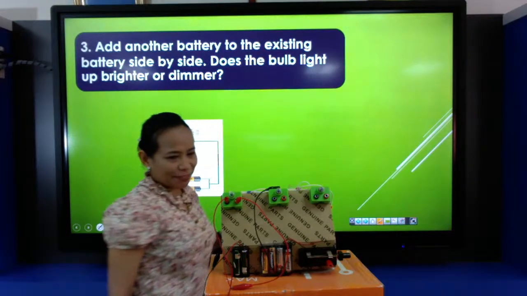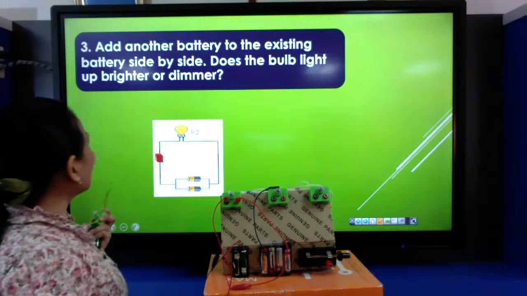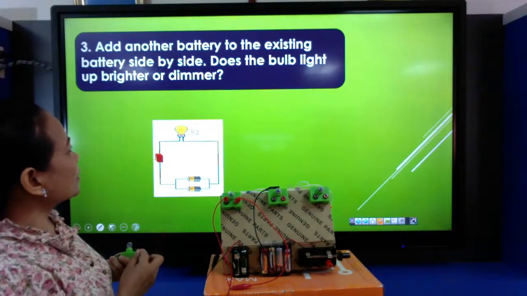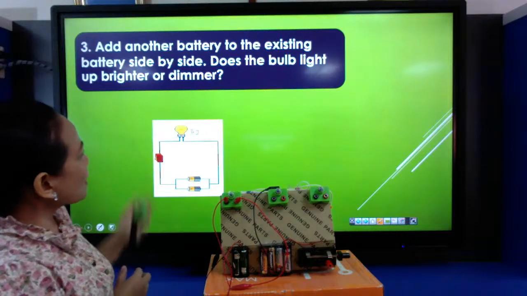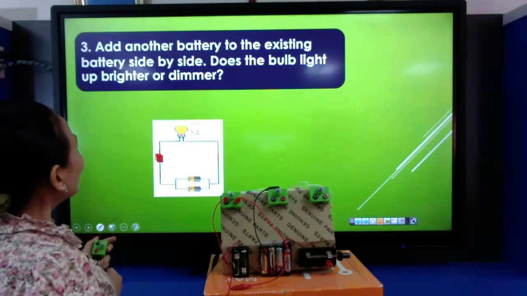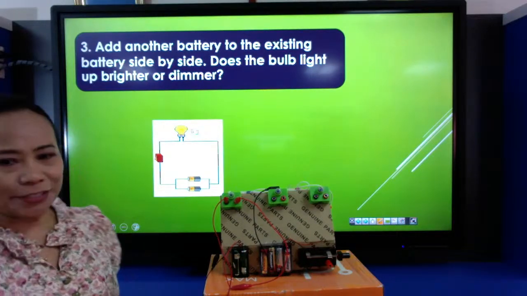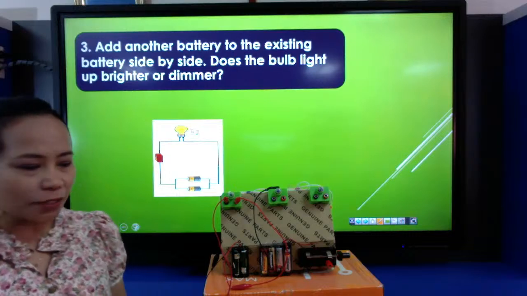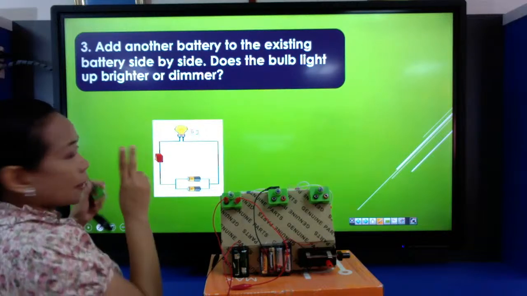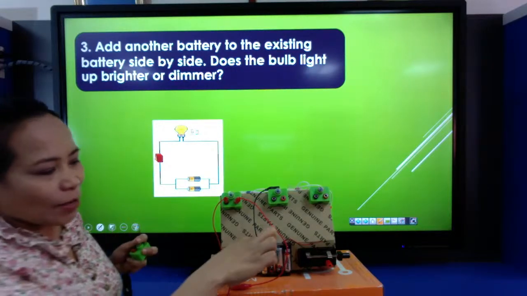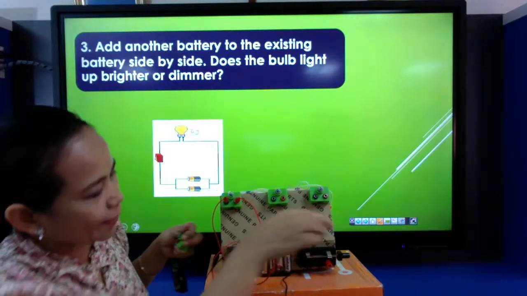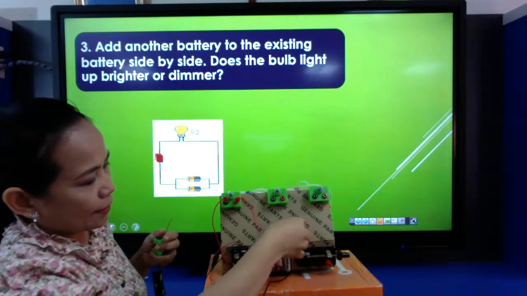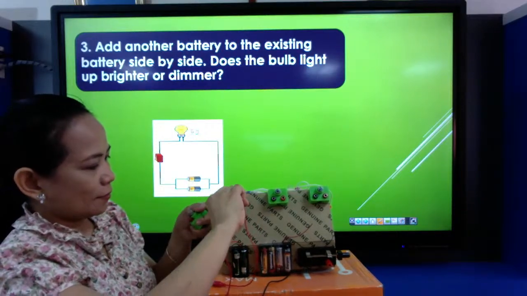And then number three. For number three, add another battery to the existing battery, side by side. Does the bulb light up brighter? So today, we are going to compare, okay? Using four batteries, we're going to use four batteries here. Let's have four batteries.